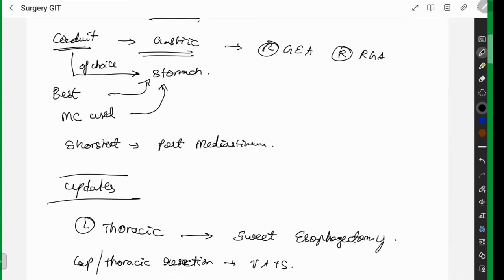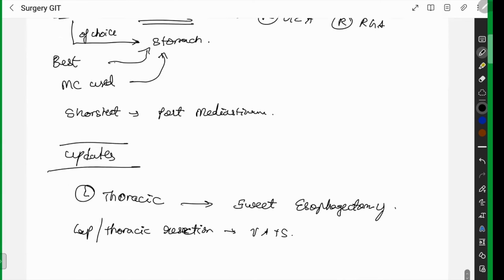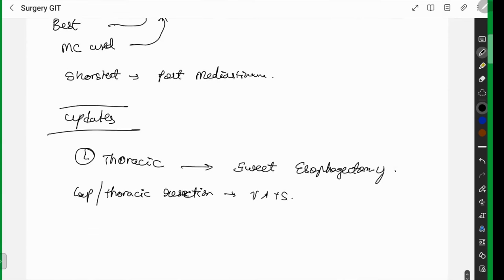One more important update in your textbook is the self-expanding metallic stent. So, what is SEMS? This was asked once, that's why I just wanted to tell you. Kindly remember SEMS. It is nothing but a self-expanding metallic stent.